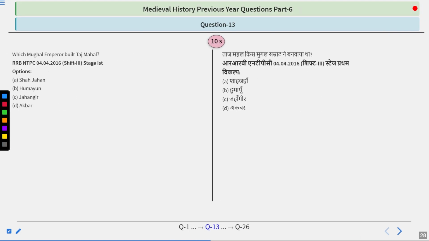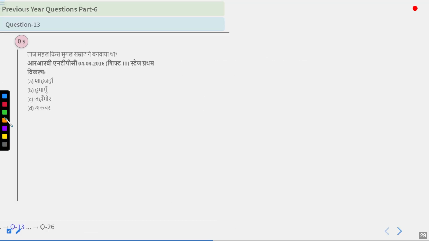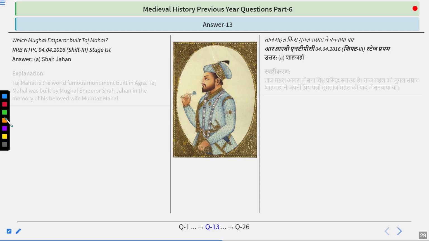Which Mughal emperor built Taj Mahal? Options are Shah Jahan, Humayun, Jahangir, or Akbar. So try to figure out this answer, guys. And I guess you have figured it out. The answer is Shah Jahan.